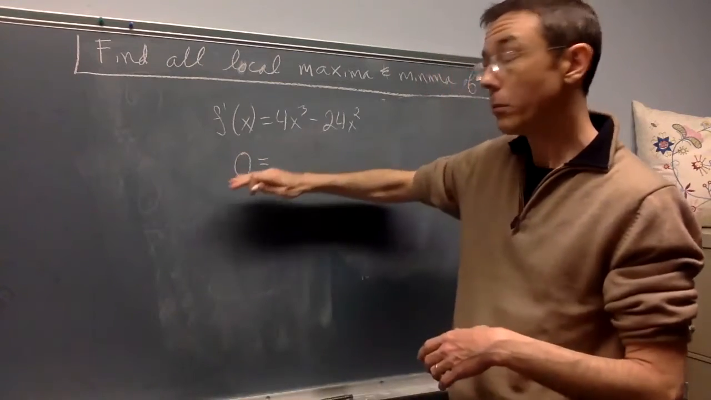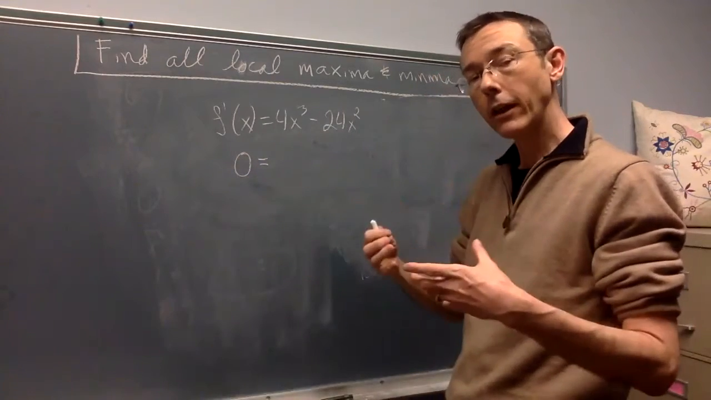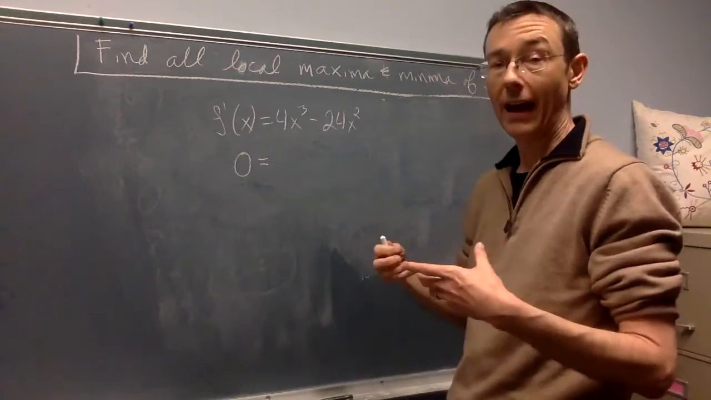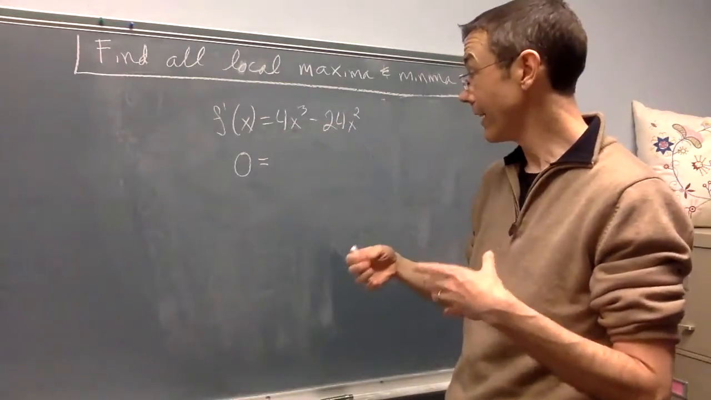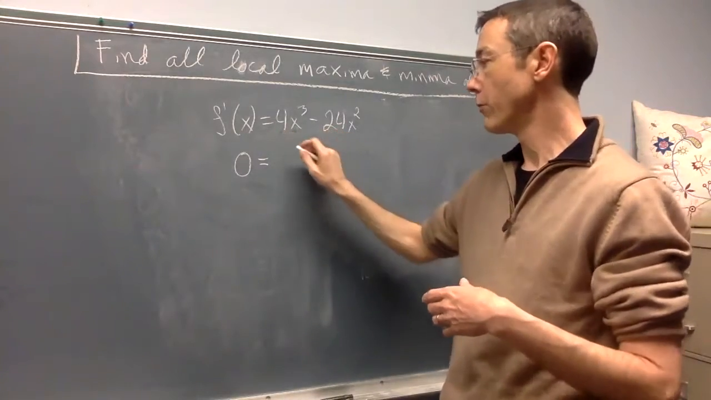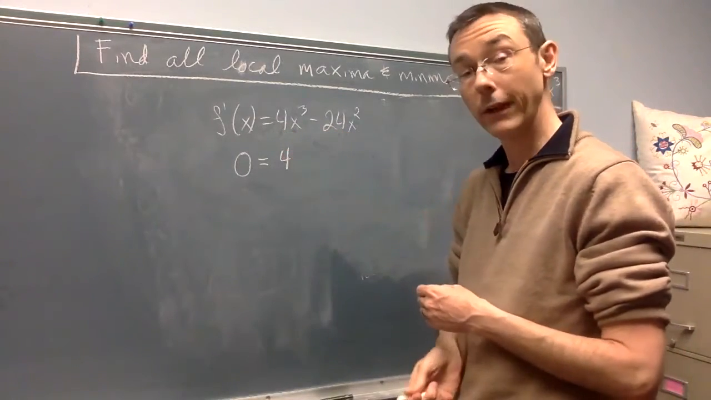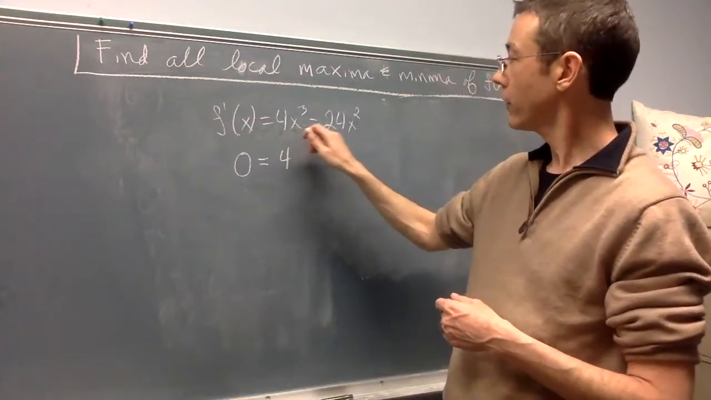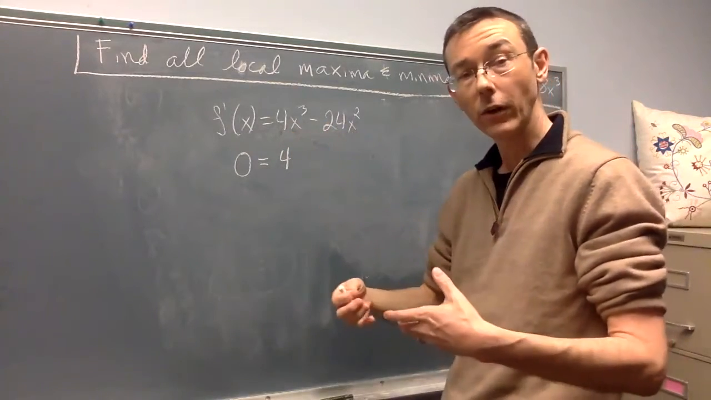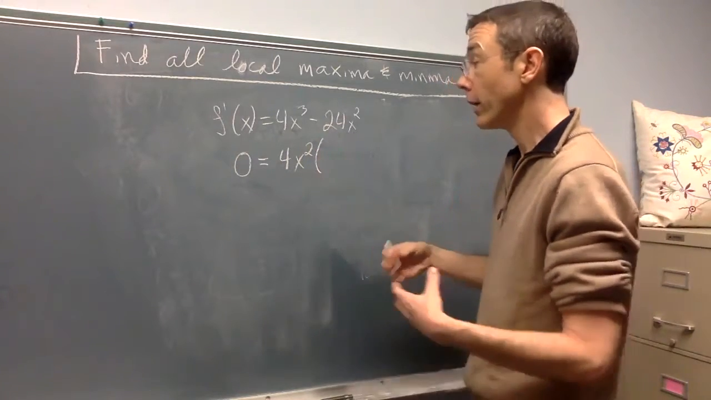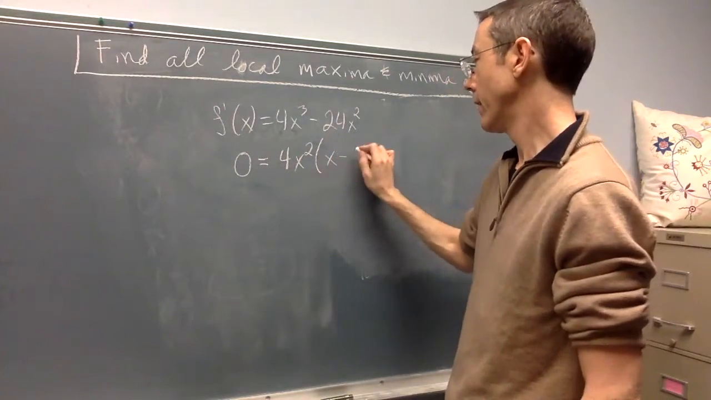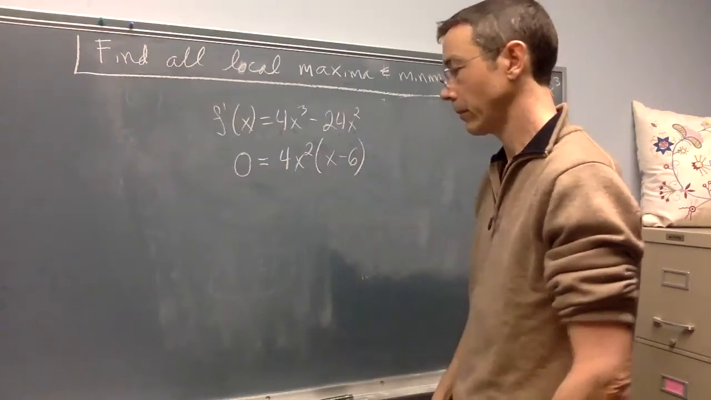When I set a polynomial equal to 0, the main technique I'm thinking in terms of is factoring. Here, I have a greatest common factor that I can take out. Between 4 and 24, I see a greatest common factor of 4. And between x cubed and x squared, I see a greatest common factor of x squared. So let's pull all that out. When I do that, I'm left with x minus 6.